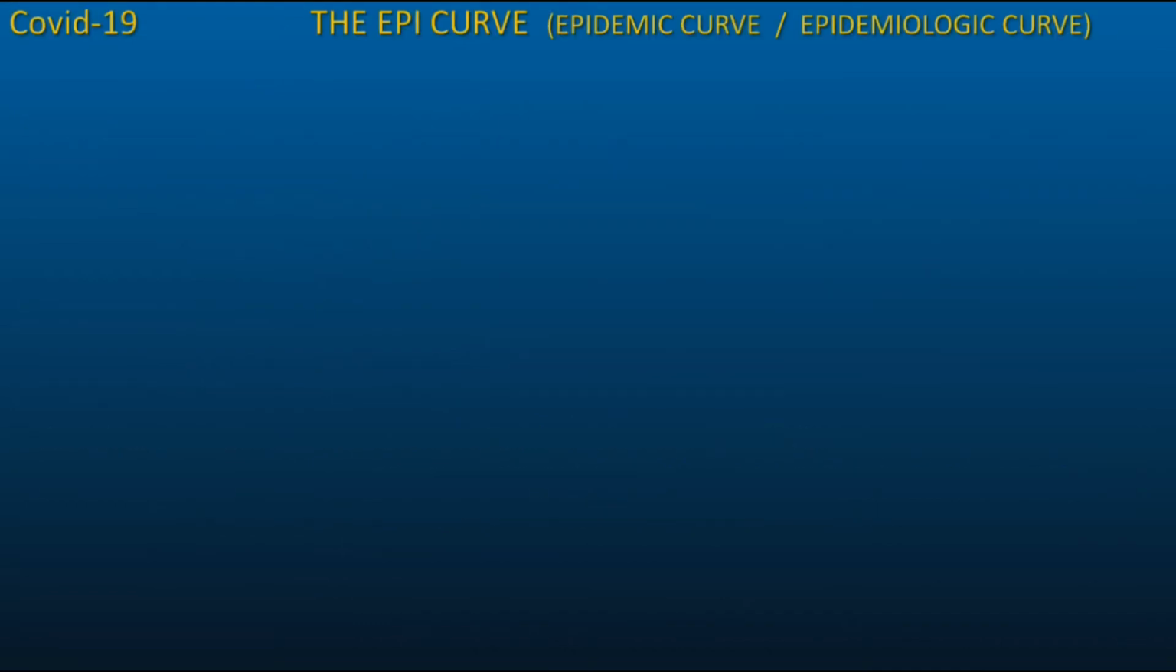Let's talk about the now familiar EPI curve, which is short for either epidemic curve or epidemiology curve. Both are used interchangeably. But first, let's get familiarized with the notion of exponential growth and doubling time. We will be conducting a totally hypothetical and very simplified experiment using 1 million mice.